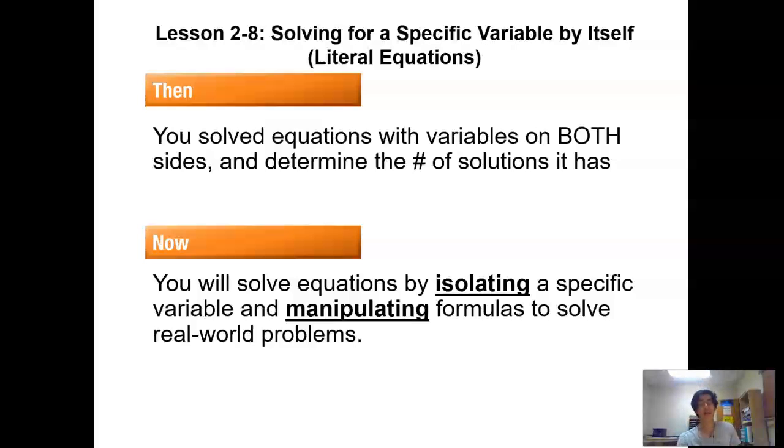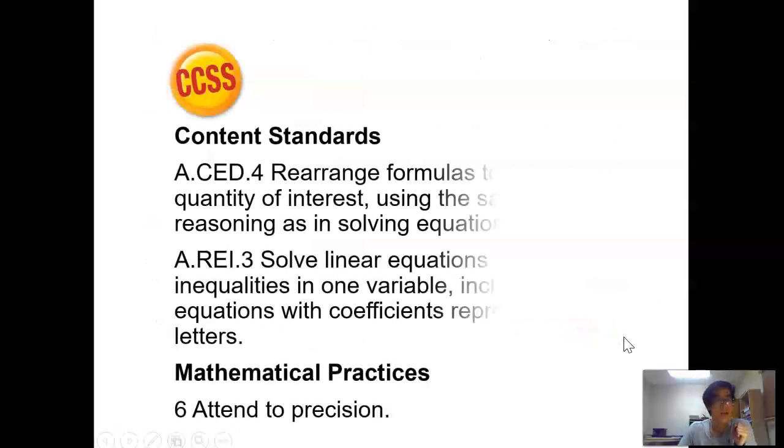So this is, I think, really related to what we were doing before with variables on both sides of the equation. Now we are going to solve an equation by isolating a specific variable and manipulating formulas to solve real-world problems, okay? Because before, we were adding, subtracting, multiplying, and dividing on both sides of the equation. We're going to do the same thing, now talking about wanting to just find a specific variable, right, when I have a bunch of variables in my equation. So let's look at an example to get a better idea.